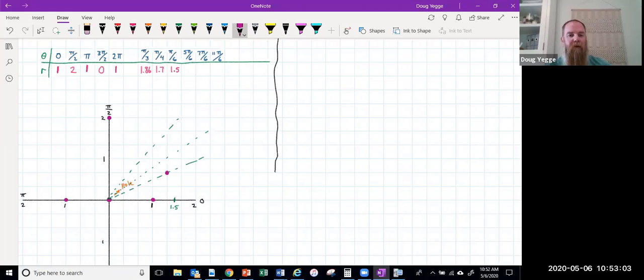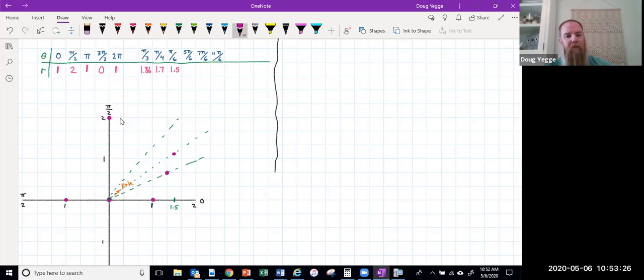Now let's look at 1.7 at the angle of pi over 4. At the angle of pi over 4, now we're going to walk out 1.7. 1.7 is going to be further than 1.5, but not quite as far as where 2 is, and 2 is going to be this circle coming around here. So it looks like maybe 1.7 is somewhere around here, a little bit further.